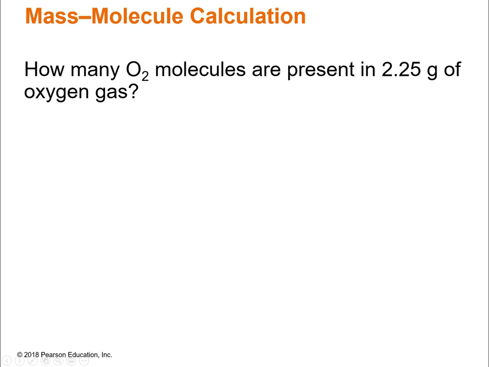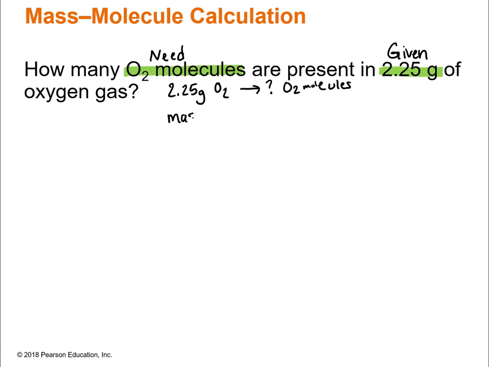How many oxygen molecules are present in 2.25 grams of oxygen gas? We've got 2.25 grams and molecules. So this one is a mass to molecules question, which you could think about it as mass to atoms. It's the same thing. It's just that we're talking about a molecule instead of an atom.